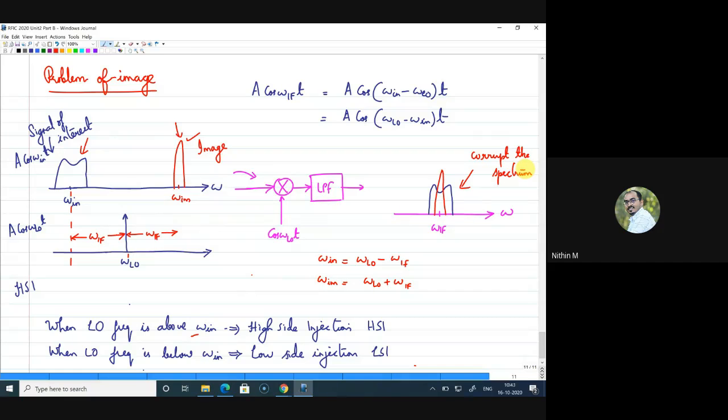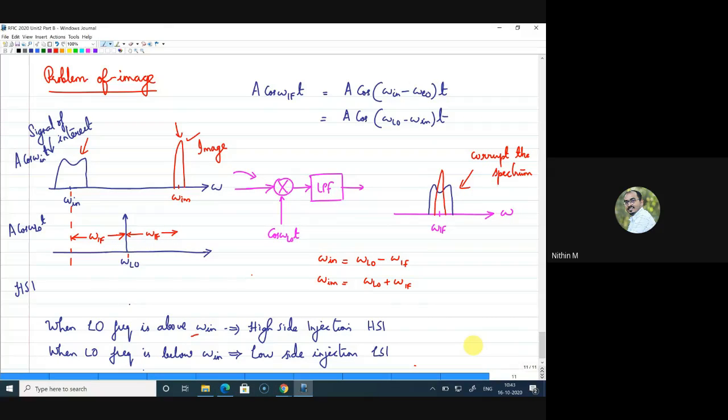Now, since the problem of image can happen, we should be very careful how we choose the intermediate frequency, right? Is there any doubt on the problem of image? It can be removed by using, yes, Devanathan. Yeah, the idea is that before the mixer we can actually use a filter, yes. Now the question is, we are going to discuss that. We are going to discuss the solution. Devanathan, if you want, you can unmute and speak.